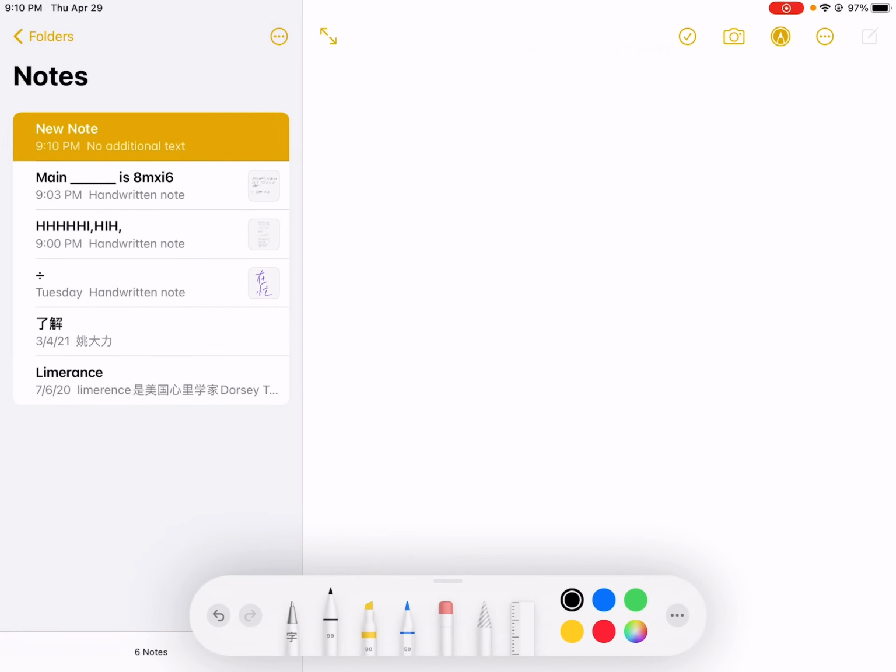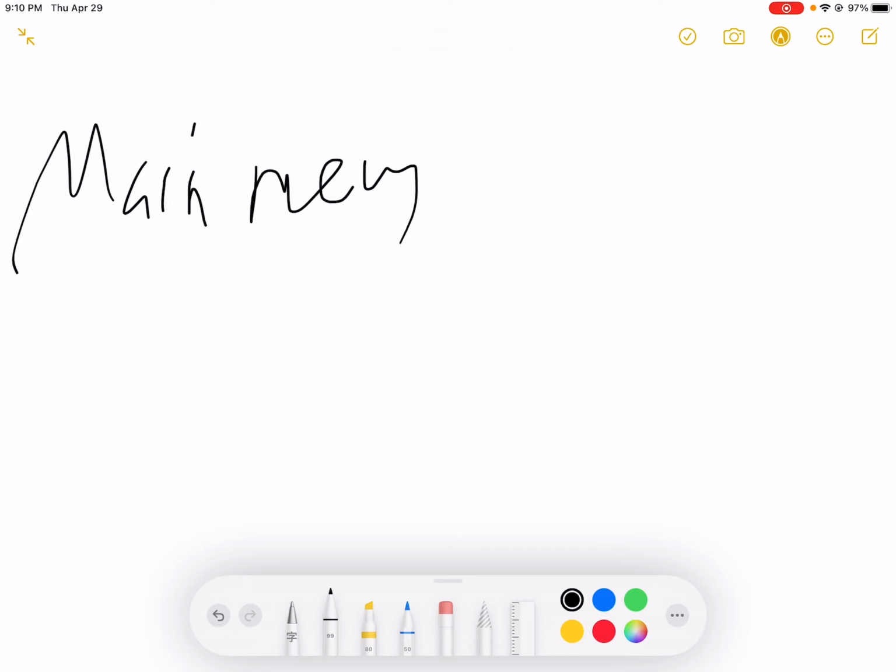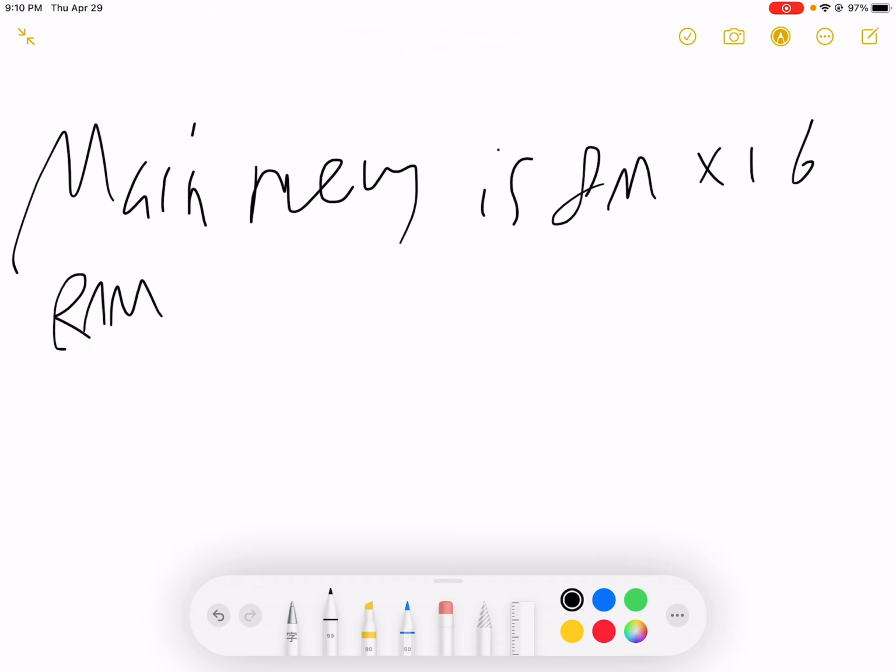So the first question is about memory. You basically have to figure out the relationship between main memory and the RAM chip. It says the main memory is 8 megabytes times 16, and the RAM is 256 kilobytes times 8. And the first question is asking how many RAM chips are necessary.